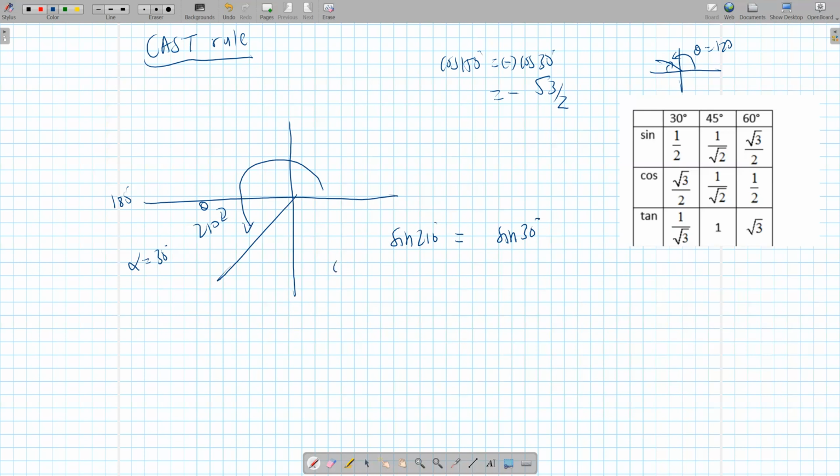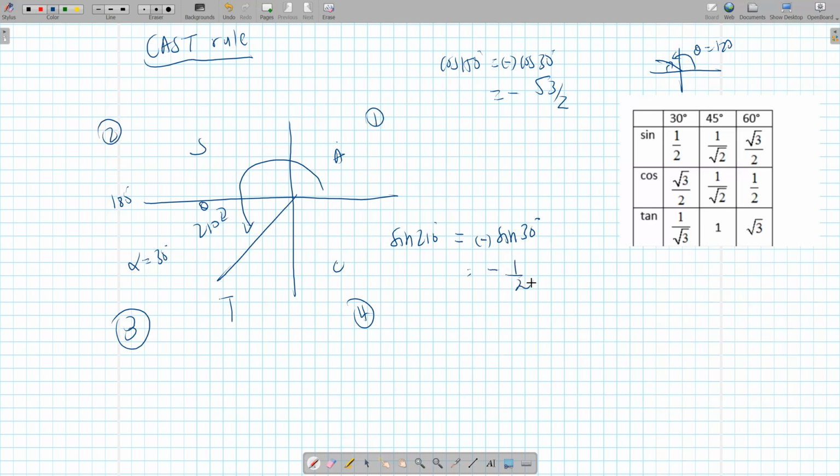Is sine positive or negative in quadrant 3? This is quadrant 3, okay? Is sine positive or negative down there? Look at the CAST rule. Sine is only positive in the second quadrant. Everything is positive in the first. What does that mean about sine? Yes, so that means sine must be negative in quadrant 3. So put a negative sign in the front. Therefore, the exact value of sine 210 is minus sine 30, which is minus 1 over 2.